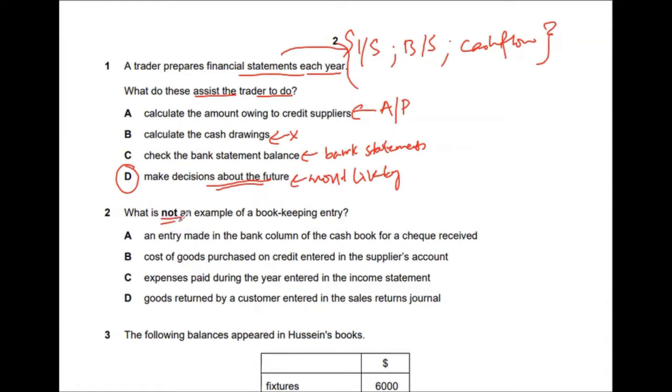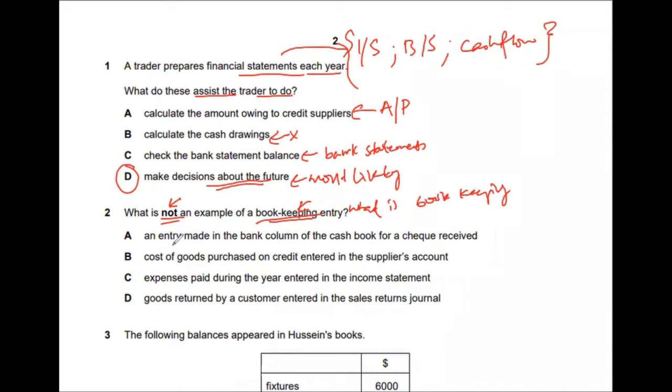What is not an example of a bookkeeping entry? In this question, you need to understand what bookkeeping is. I assume if you're preparing for the O-level exam, bookkeeping is a very basic accounting concept. It should be taught to you in the very first lessons of accounting. So you know what bookkeeping is, and I'm not going to explain it. The question focuses on what is not an example of bookkeeping. So you have to find an example which is not bookkeeping. Let's read through the options.